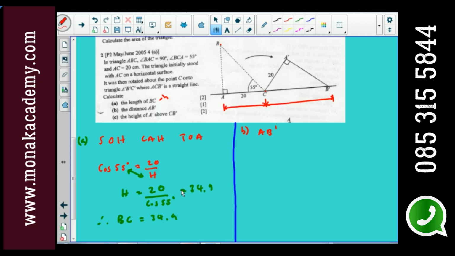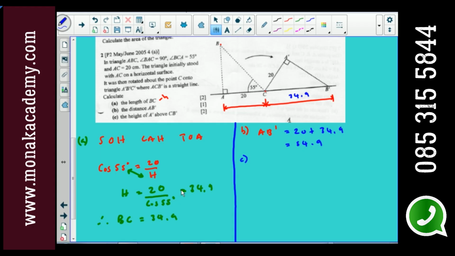So BC from the old image is the same as B complement C, because it's the same. So we know that this part is 34.9. This part we know already it's 20. So it will be 54.9. Very good. Not complicated, eh? Straightforward.